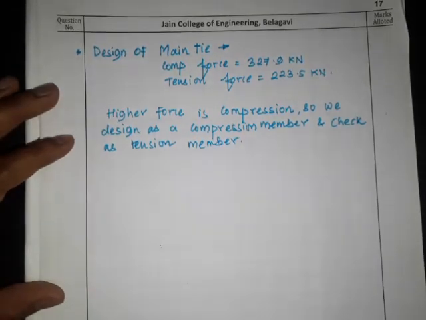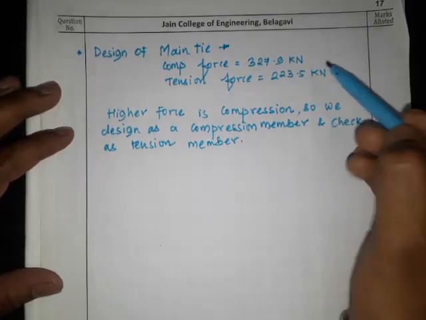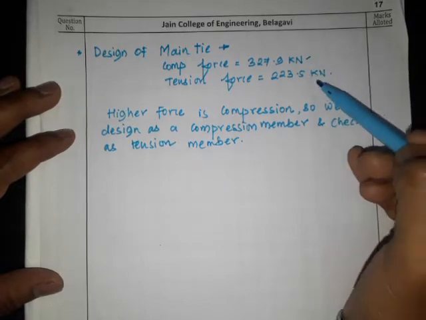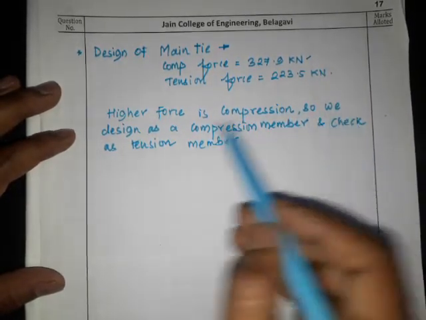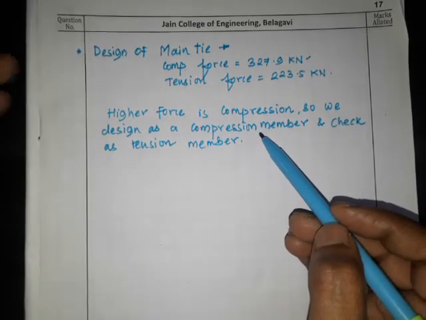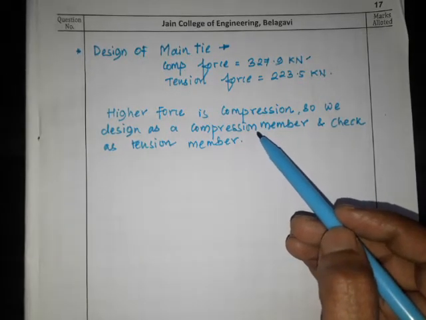So what does it mean here? Out of these two, we got the maximum force as compression. So we have to design for the higher force, that is compression. So we design as a compression member, which means we start the procedure with design as a compression member.